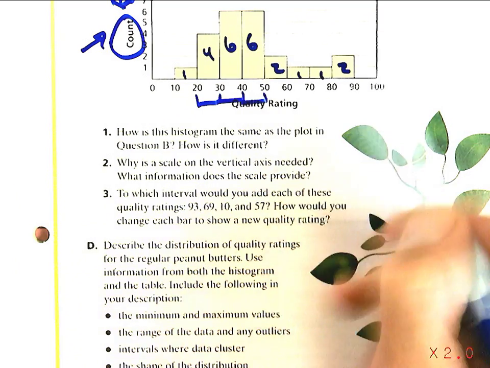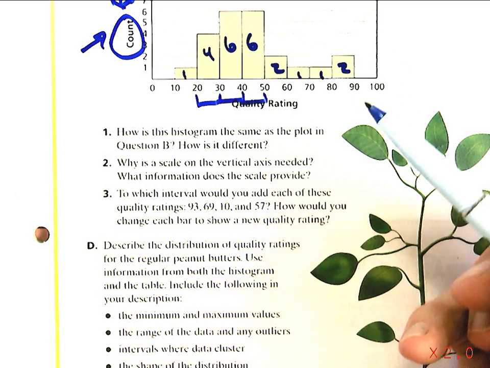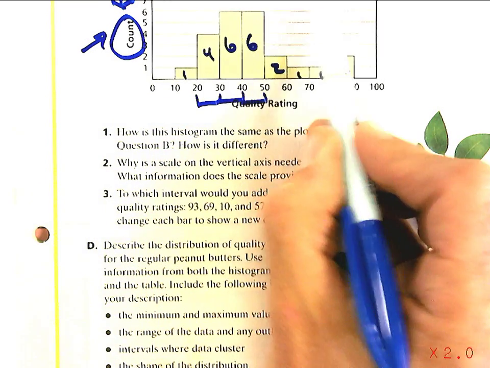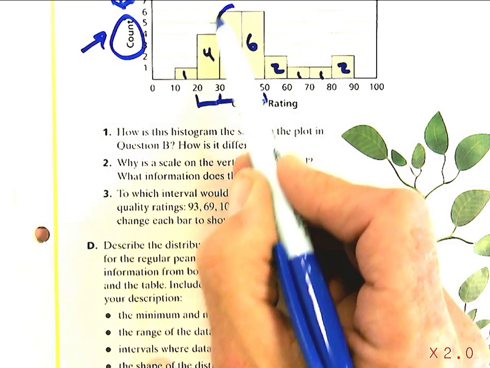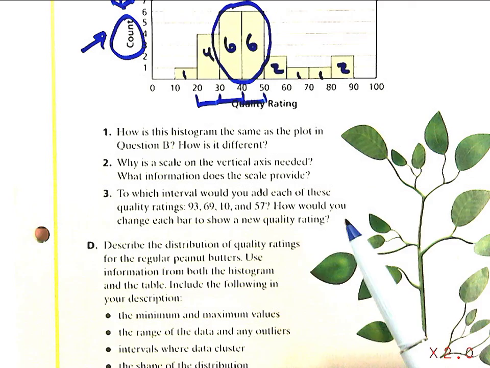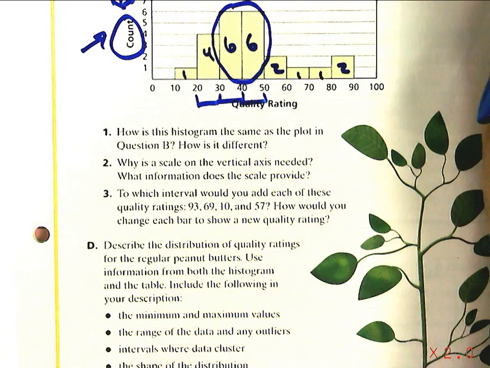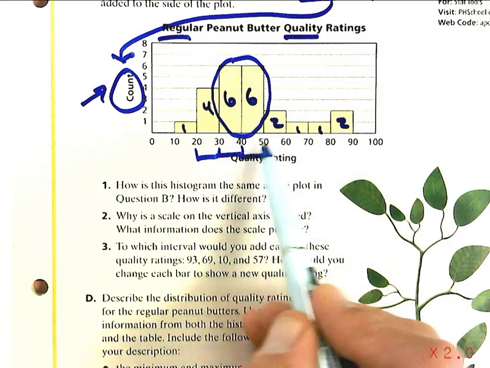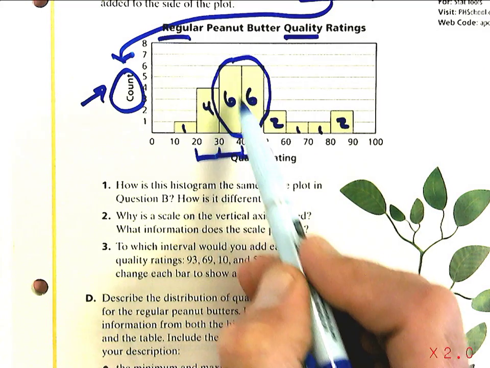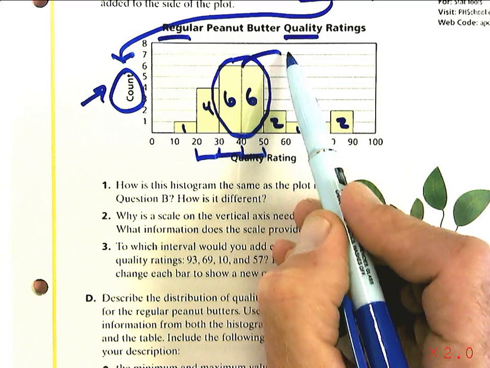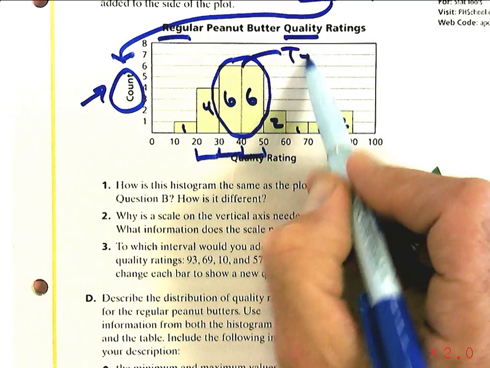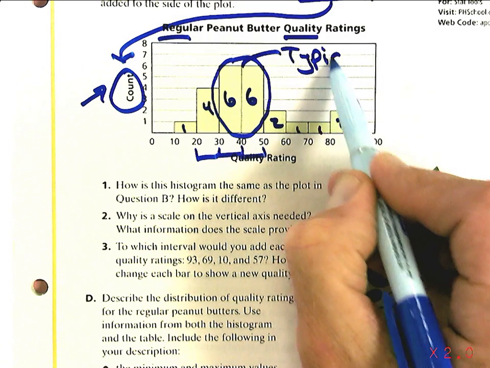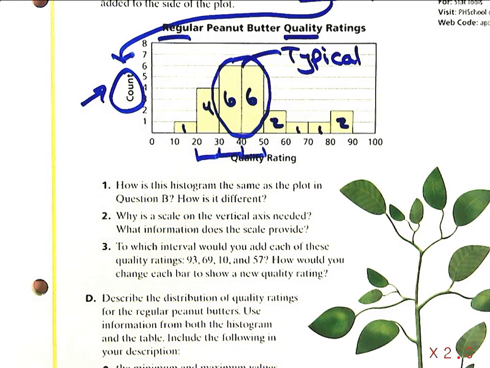And we can use these again to describe regular peanut butter quality ratings. Once again, noting that most of the regular peanut butters fall right into this 30 to 40 range, and we'd probably say right around 40 is middle or typical for regular peanut butter quality ratings. And so that's how you read these graphs.